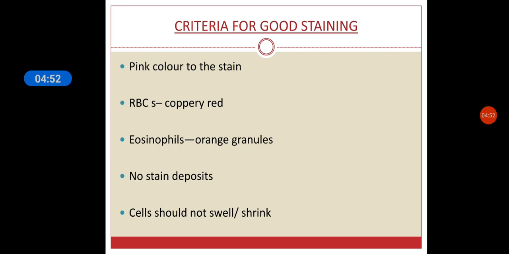That orange should be taken up by the granules within the eosinophils, and there should not be any stain deposits. The cells, that is the RBCs or the WBCs, should not swell or shrink. So this is the criteria for a good stained smear. These are all important things. You will invariably be asked either the criteria for a good smear or the criteria for a good stained smear. How do you know that the stain is proper? All these things are viva questions.